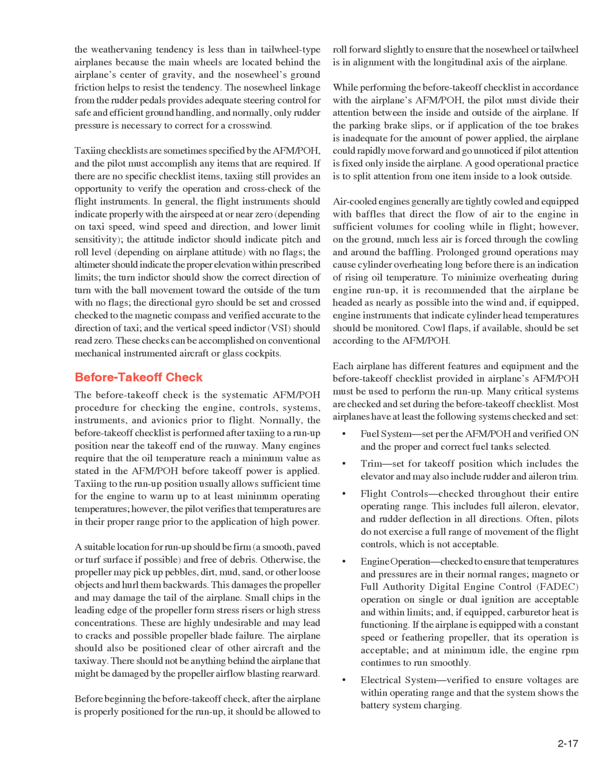The airplane should also be positioned clear of other aircraft in the taxiway. There should not be anything behind the airplane that might be damaged by the propeller airflow blasting rearward. Before beginning the before takeoff check, after the airplane is properly positioned for the run-up, it should be allowed to roll forward slightly to ensure that the nose wheel or tail wheel is in alignment with the longitudinal axis of the airplane. While performing the before takeoff checklist in accordance with the airplane's AFM/POH, the pilot must divide their attention between the inside and outside of the airplane.